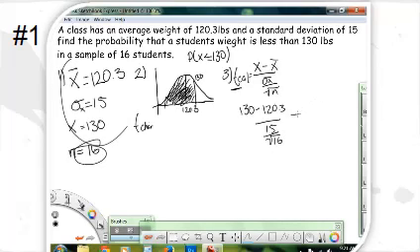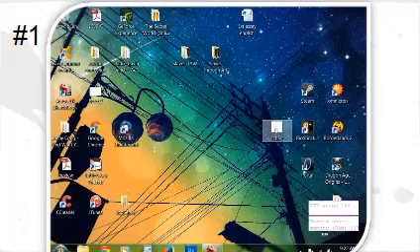And then when you do the math out, you get 130 minus 120.3 equals 9.7, divided by 15 divided by 4, because the square root of 16 is 4, which is 3.75, so you get about 2.6. And this is your t-value. So now that you have your t-value, we'd have to find alpha on the t-chart. So you pull up your t-chart.